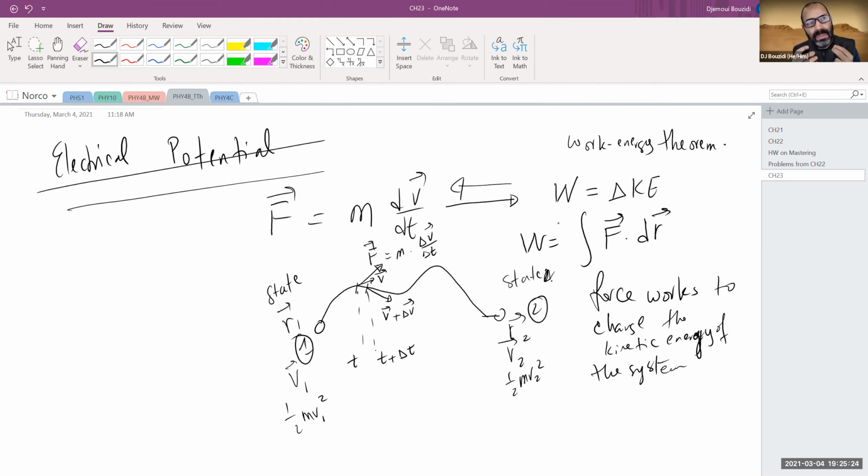So that work energy theorem gave you a flavor, a taste in your tongues of what to expect in modern physics, okay? That's why it's important, okay?